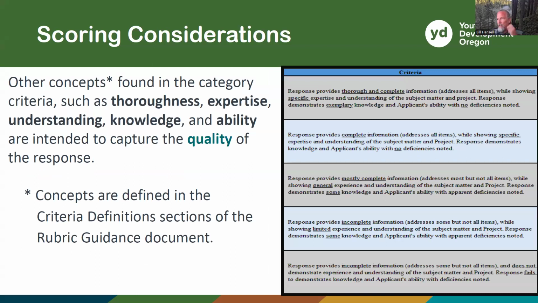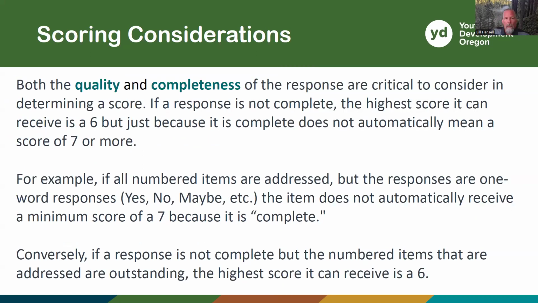Further, other concepts found in the category criteria, such as thoroughness, expertise, understanding, knowledge, and ability, are intended to capture the quality of the response. And these concepts are defined in criteria definitions sections of the rubric guidance, which is also being provided. It's kind of a quick start guide. Next slide, please.